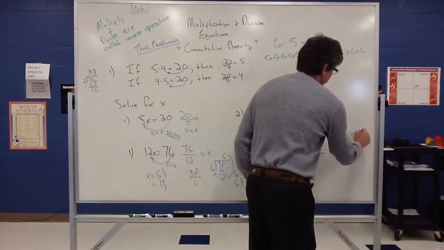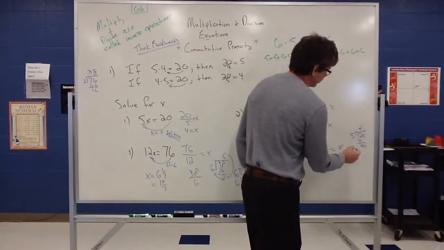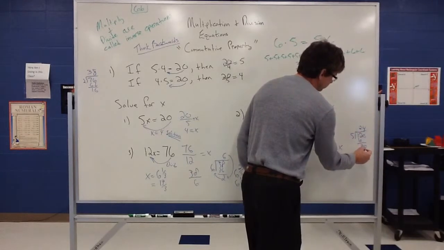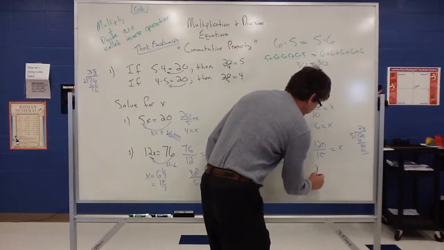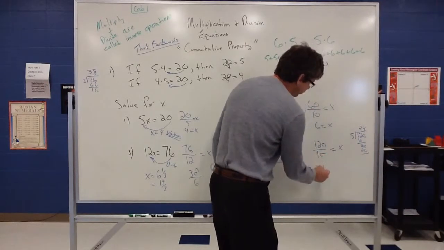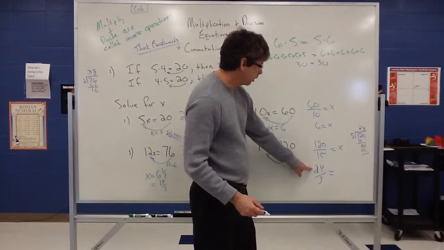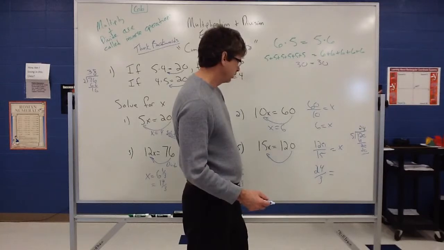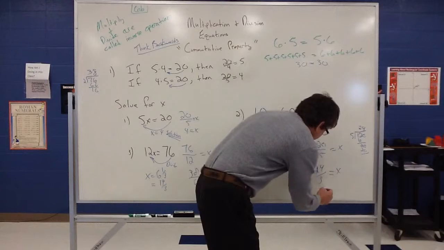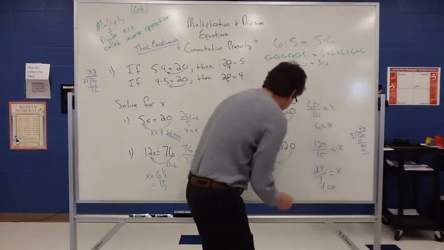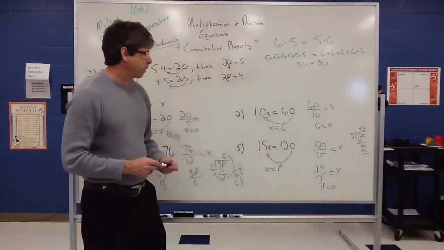5 goes into 12 twice, and I get a remainder of 2, and the 0 comes down to make 20. 5 goes into 20 4 times. So that's going to change that to 24. And we do know that 5 goes into 15 3 times. And this looks more manageable. How many 3s go into 24? Looks like 8 3s go into 24. So 8 would equal what x is. So I could say x equals 8. So that's the way we could manage that problem.